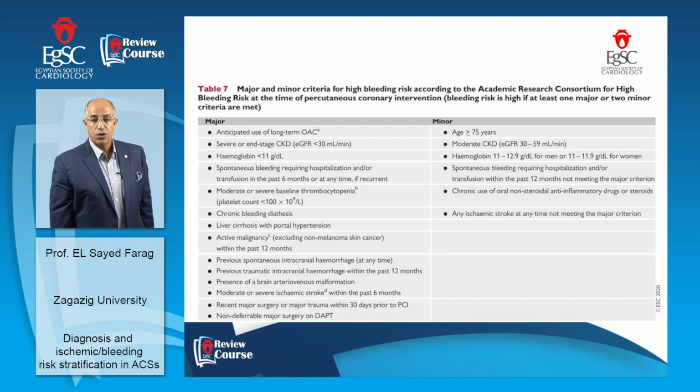What about the minor ones? Age more than 75, moderate CKD with eGFR from 30 to 60, hemoglobin from 11 to 13, spontaneous bleeding requiring hospitalization, chronic use of oral non-steroidal anti-inflammatory drugs or steroids. Those are minor criteria for high bleeding risk.